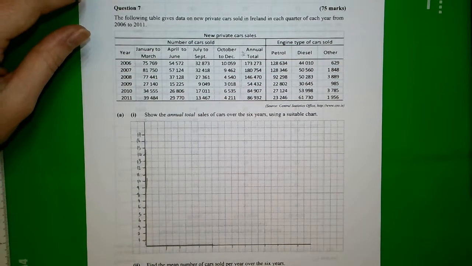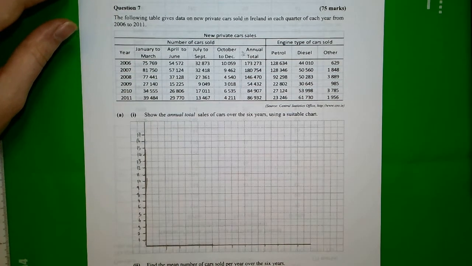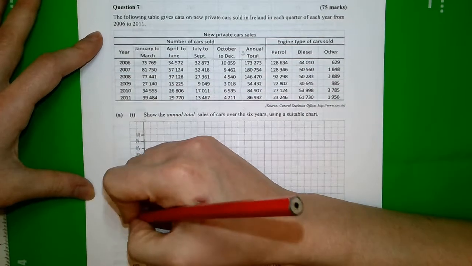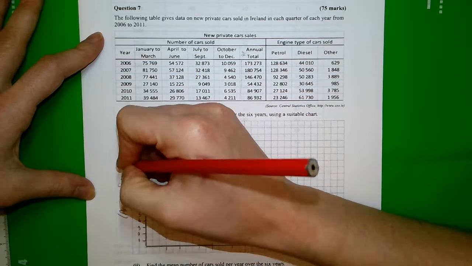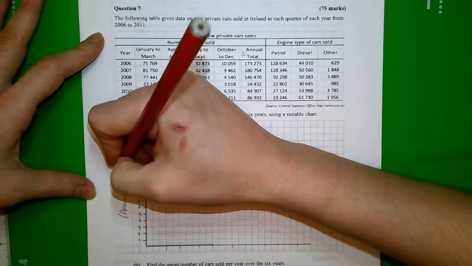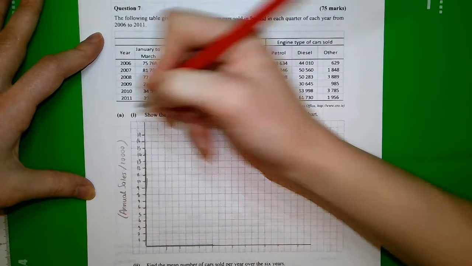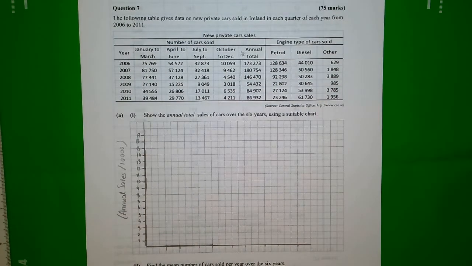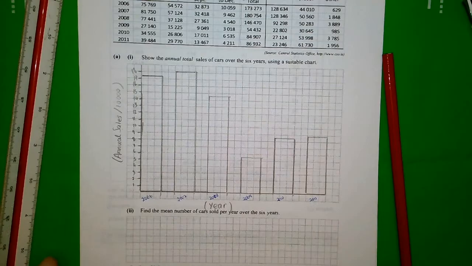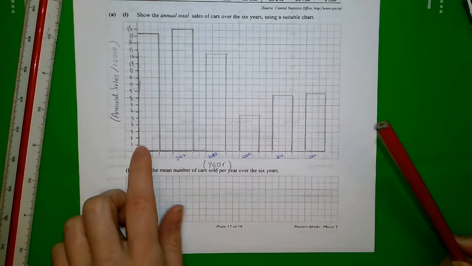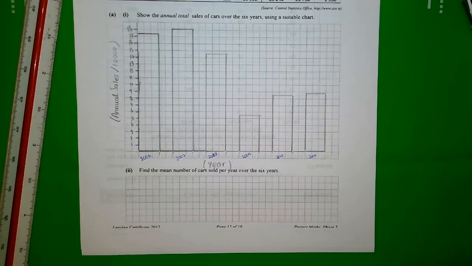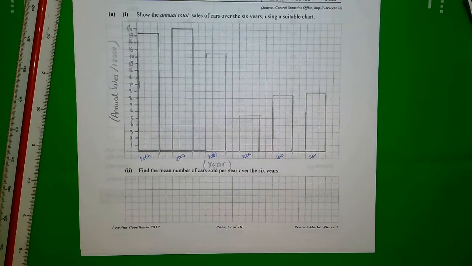Just be really clear and label your axis. In this one it's annual sales and it's 10,000s. Then we're going to draw our bars. Now as you can see, we have our bar chart complete. There is equal spacing between each bar and all of the bars are the same size, and we've labelled both the horizontal and vertical axis.